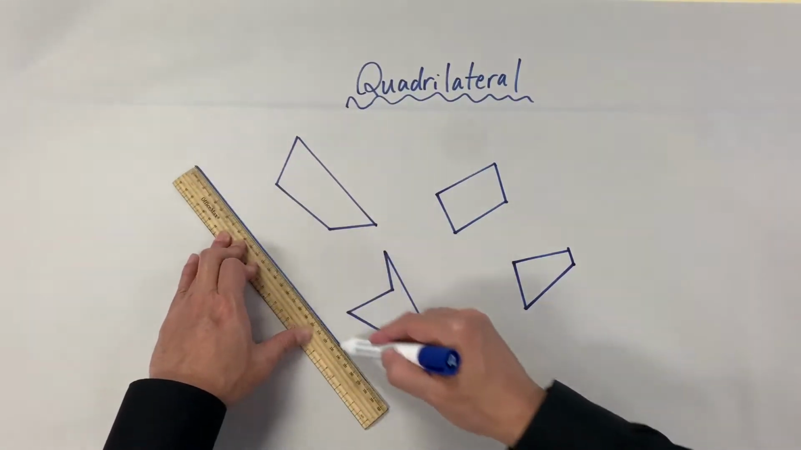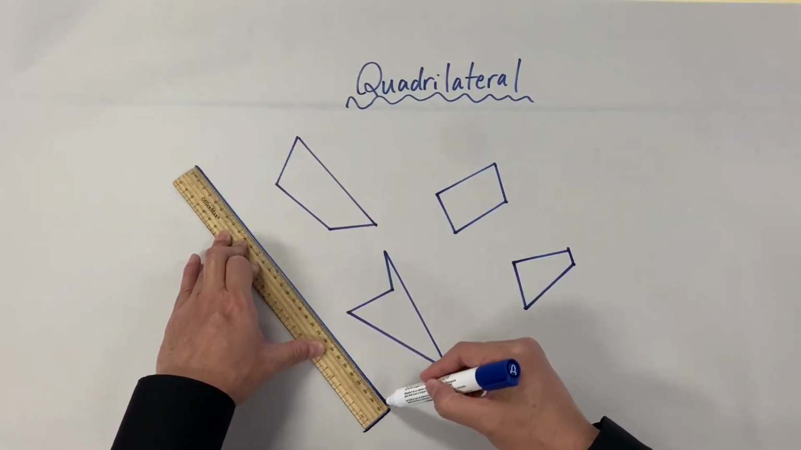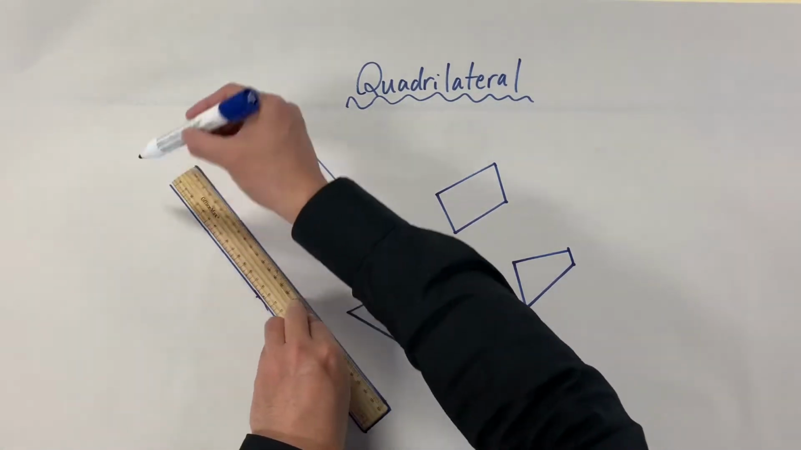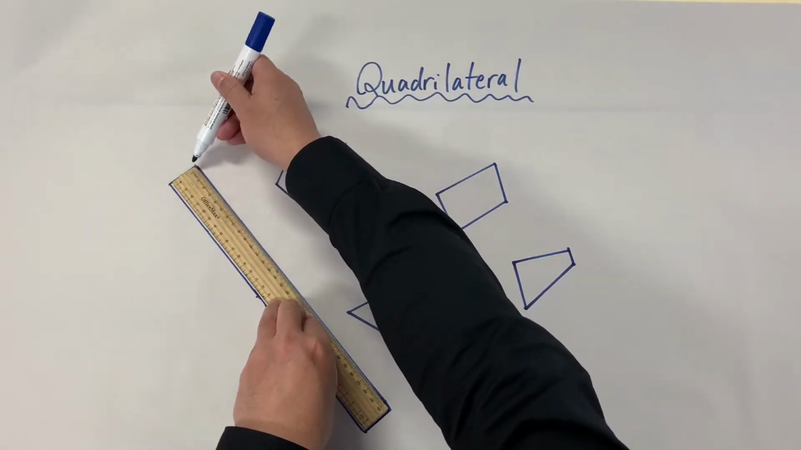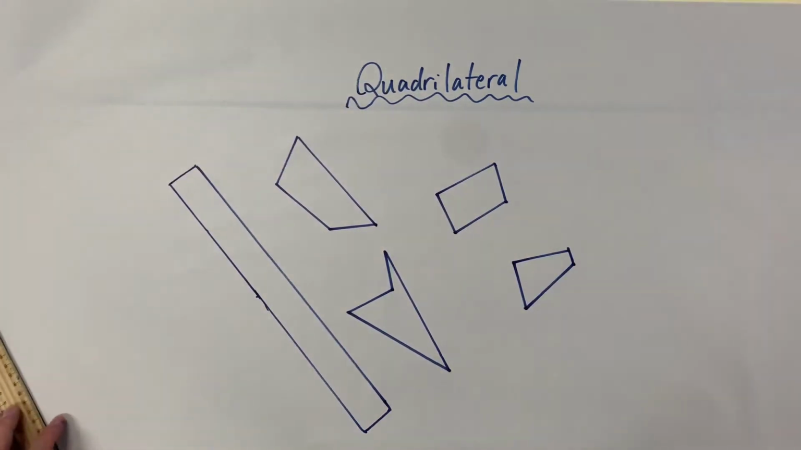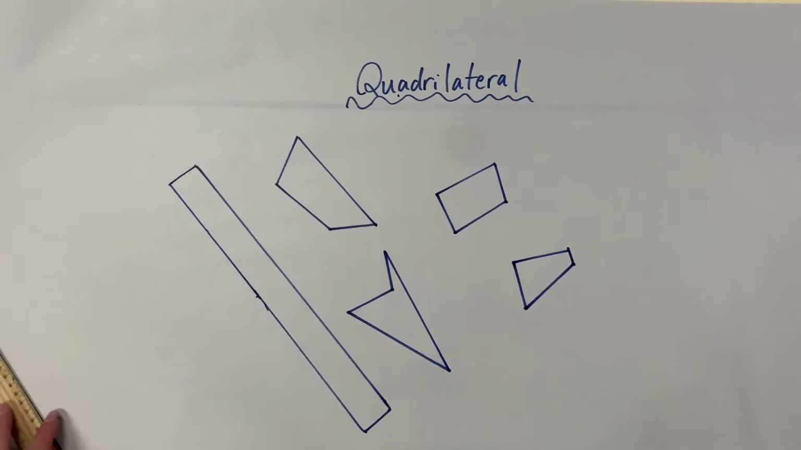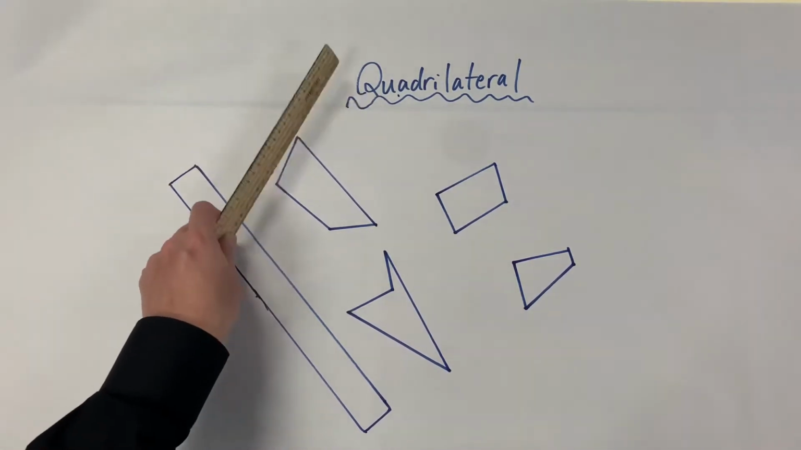And this is a quadrilateral. Now, what is a quadrilateral? Can you define it?